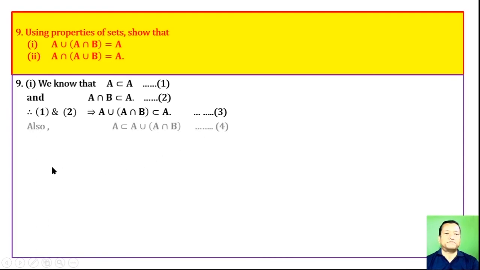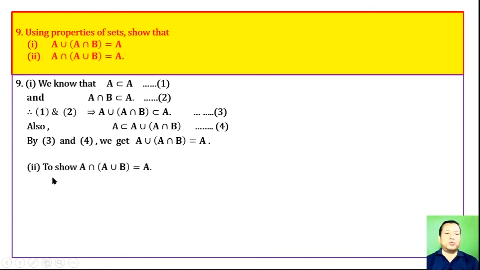Equation 3. Also, A is a subset of A union (A intersection B). Equation 4. Combining 3 and 4, A union (A intersection B) is automatically A. Hence proved, Roman number 1.